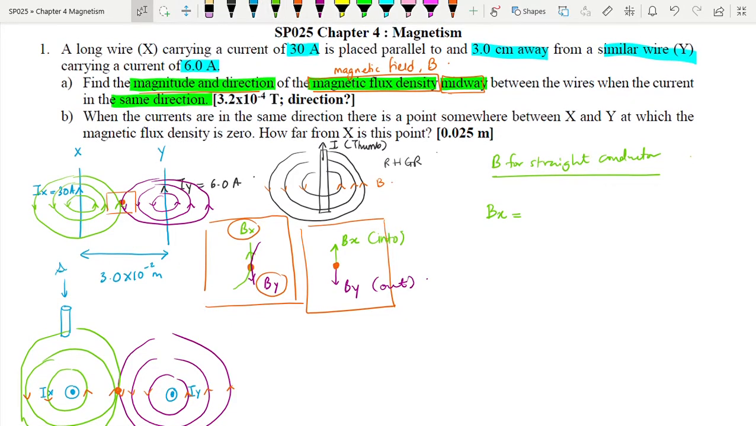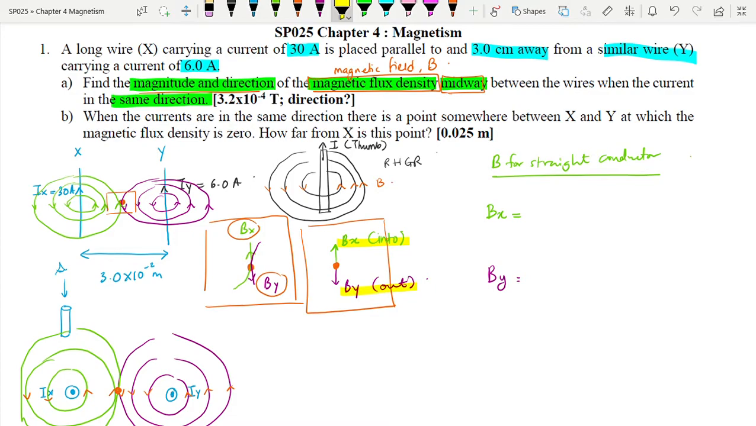Okay. So, kita ada BX dan kita ada BY nanti. Kita ada dua value B. Okay, sebab kita memang dapat dua nilai dekat sini. BX ke atas, BY ke bawah. Ataupun BX into the page, BY out of the page. Okay.